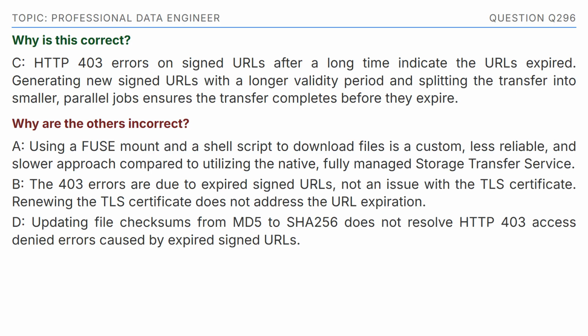A. Using a fuse mount and a shell script to download files is a custom, less reliable, and slower approach compared to utilizing the native, fully managed Storage Transfer Service. B. The 403 errors are due to expired signed URLs, not an issue with the TLS certificate. Renewing the TLS certificate does not address the URL expiration. D. Updating file checksums from MD5 to SHA-256 does not resolve HTTP 403 access denied errors caused by expired signed URLs.